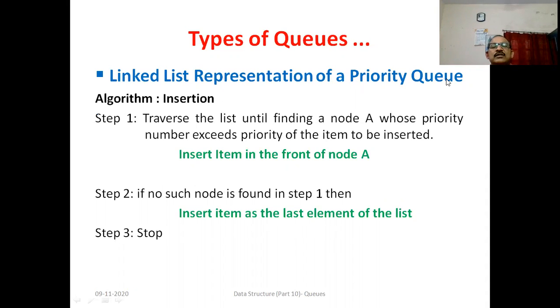Next, the insertion algorithm. How will you add an item in a priority queue? Step one, traverse the list until finding a node A whose priority number exceeds the priority of the item to be inserted. In this case, insert the item in front of node A. Step two, if no such node is found in step one, then insert the item as the last element of the list. Next step, stop.